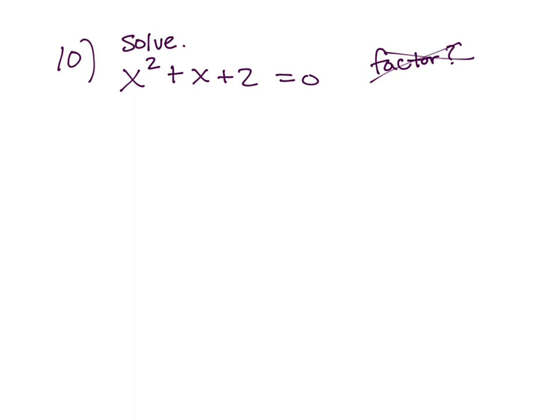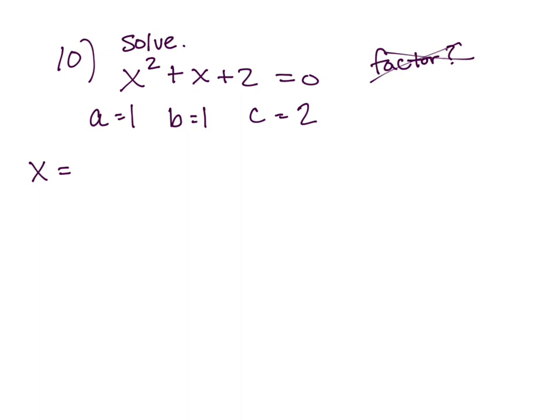Mason said it's already in standard form. So what do we have to do next? Identify A and B and C. What's A? 1. And B is 1. And C is? Okay. And now we're going to plug in. And how does it go?